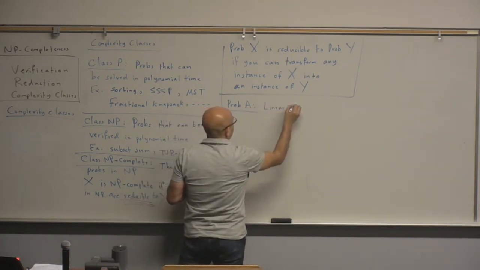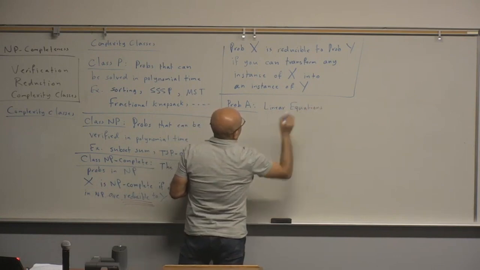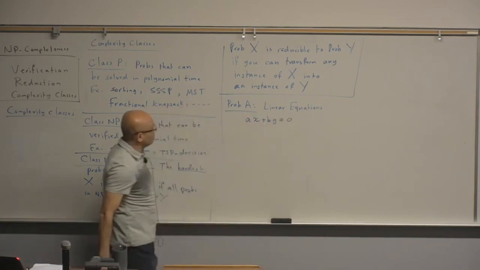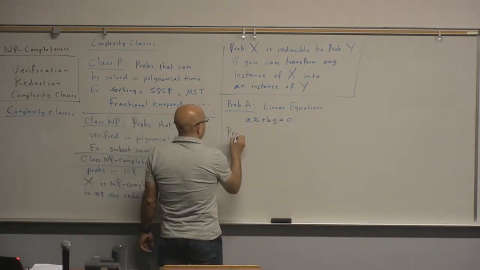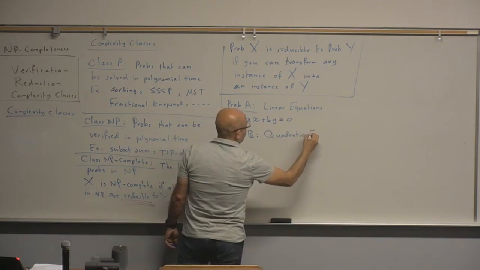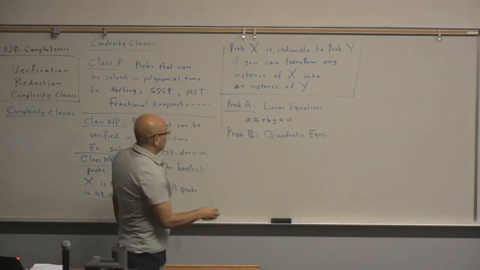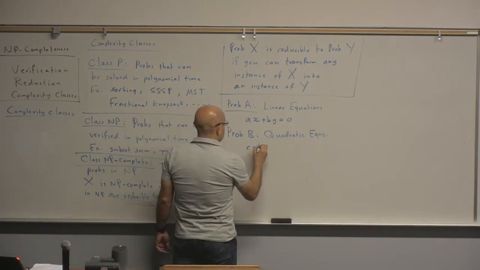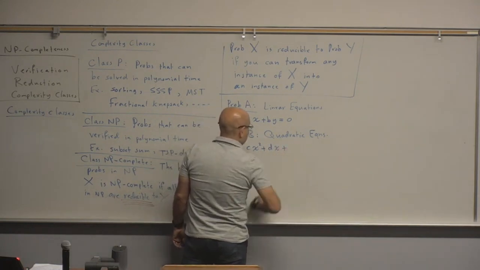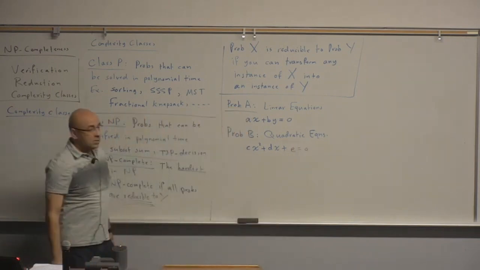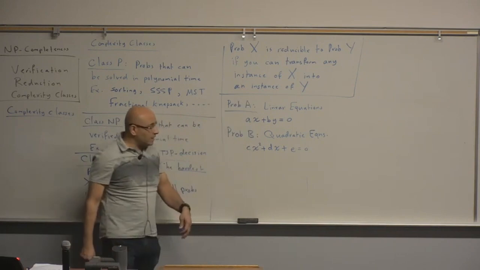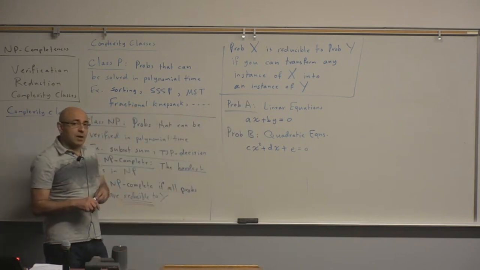linear equations, so it's ax plus b equals 0, and let problem B be quadratic equations, where cx squared plus dx plus e equals 0. So these are two problems that are familiar. We have seen this in elementary and middle school, and we know how to solve these problems.